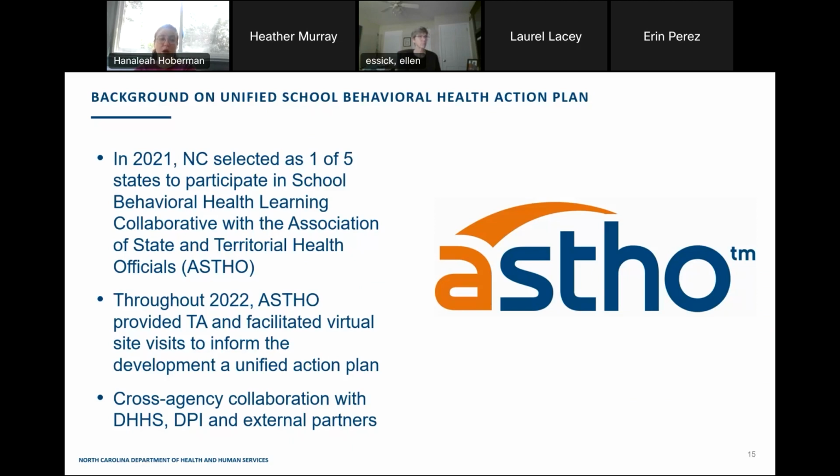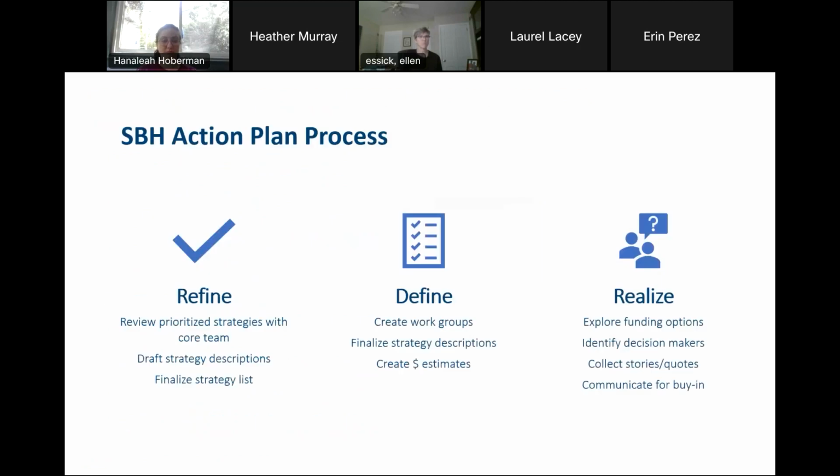They also helped us to create this really, really essential cross-agency collaboration that we have with the Department of Public Instruction, that was so essential in making sure that this plan was not just reflective of the priorities of the Department of Health and Human Services, but also of the priorities of the Department of Public Instruction, as well as reflective of the expertise that they have about what it looks like on the ground in schools to be able to provide these services.